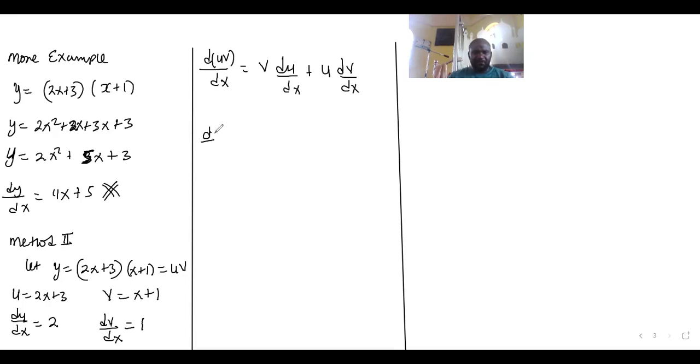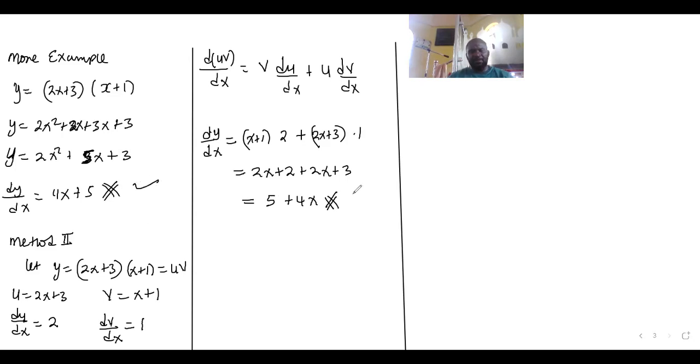It means the derivative of y with respect to x is going to be, what is our v? x plus 1. What is our du/dx? 2. Plus, what is our u? 2x plus 3. What is our dv/dx? 1. The answer becomes 2x plus 2 plus 2x plus 3. Final answer becomes 5 plus 4x, which is the same as that one.